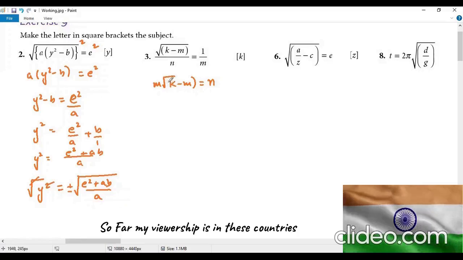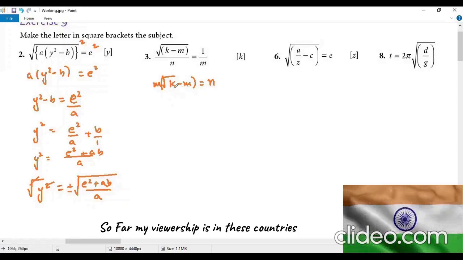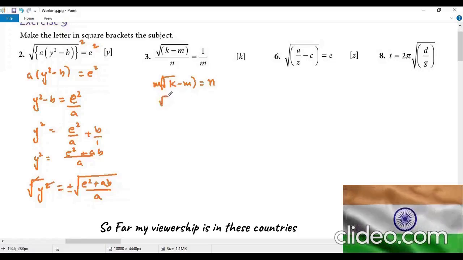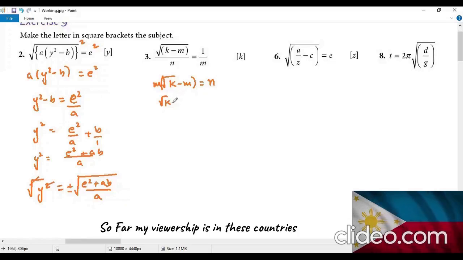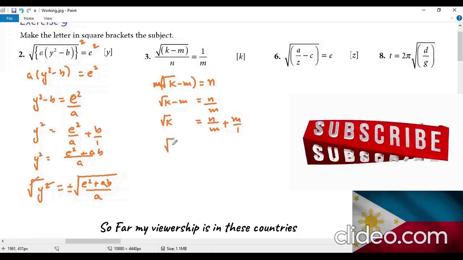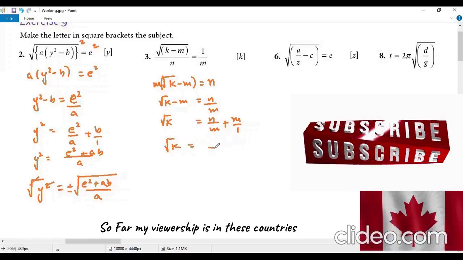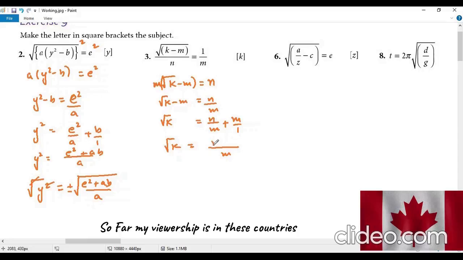Now we need to have k as a subject, so I'll be multiplying k with m, or I just keep it like this, and n over m. Now I will be keeping this k over here, and n over m plus m over 1. That means under root k will be equal to, LCM is m, and this is going to be n, and this is going to be m square.